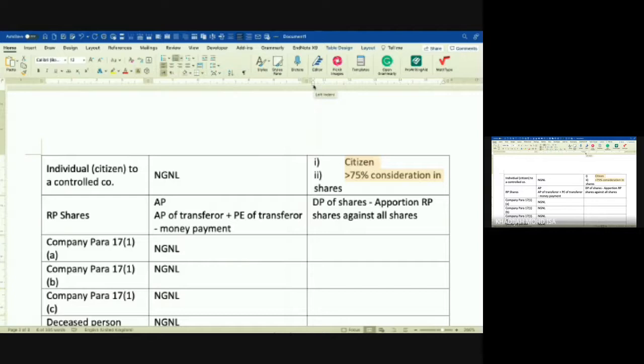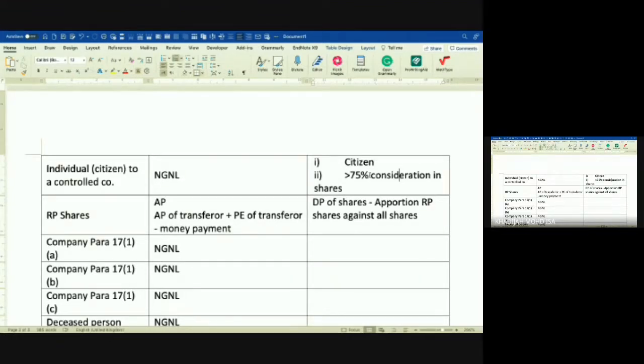So that is the condition for an individual to have the disposal as no gain, no loss. He must be a citizen, and the consideration received must be at least 75% in the form of shares in the company. So, for example, I have a property I want to transfer to the company which is controlled, in this case, by myself. Assuming the disposal price is 1 million, I transfer to the company, and instead of giving me 100% money, they give me shares valued at 750,000. So that is 75% of the total consideration, or it could be 80%, it could be 100% in the form of shares. If you have this, then the disposal will be no gain, no loss.